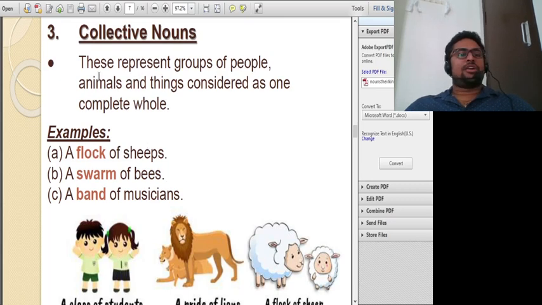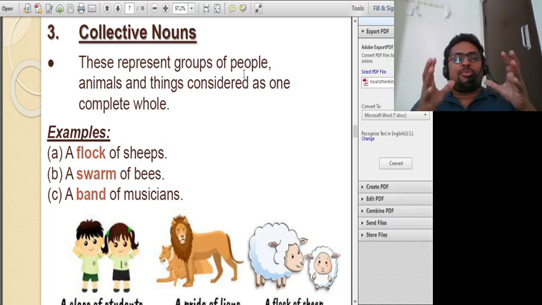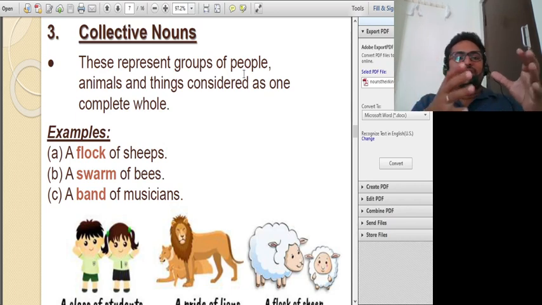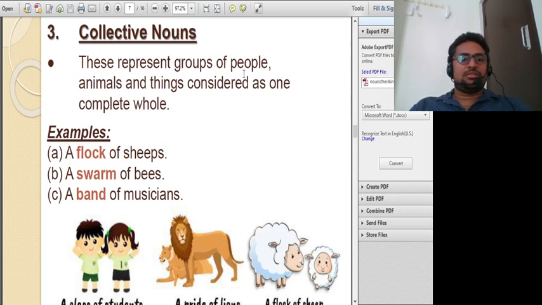Collective noun: we use this noun to represent a group of people, animals, and things considered as one complete whole. We are considering a group of people, a group of animals, as a whole. There we have to use a collective noun. Flock of sheep, a swarm of bees, a band of musicians, army, police. These all come under the category of collective noun.